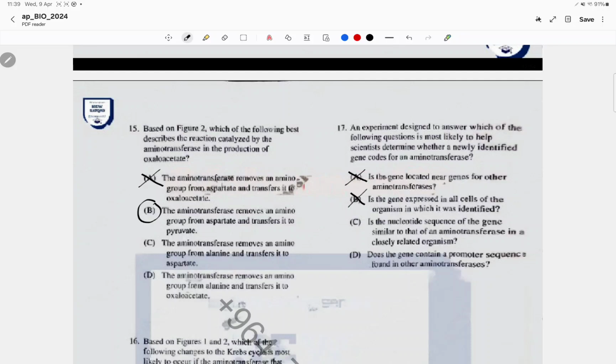Is the nucleotide sequence of the gene similar to that of an aminotransferase in a closely related organism? That's probably going to be the one. Because if we have the same sequence in a closely related species, then you get the same type of enzyme from the expression of this gene. This is called homologous structure or homology, basically. That's the best way to know if the newly identified gene codes for the same enzyme.